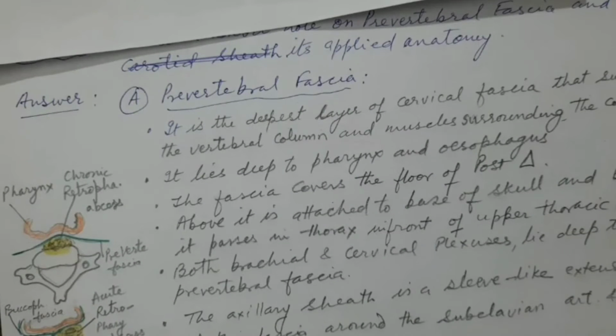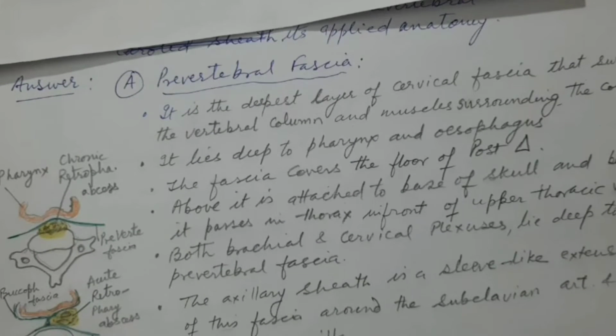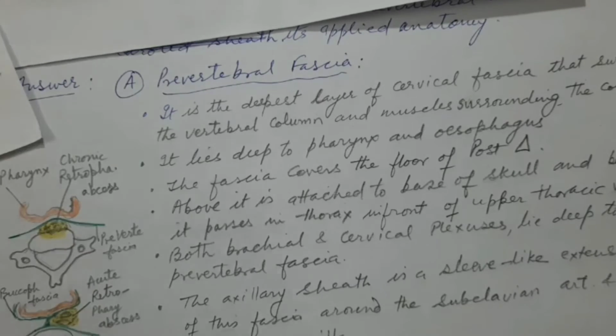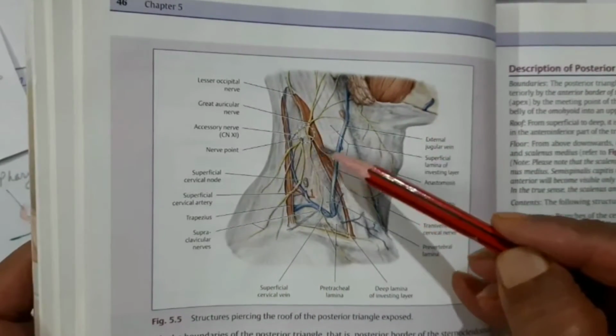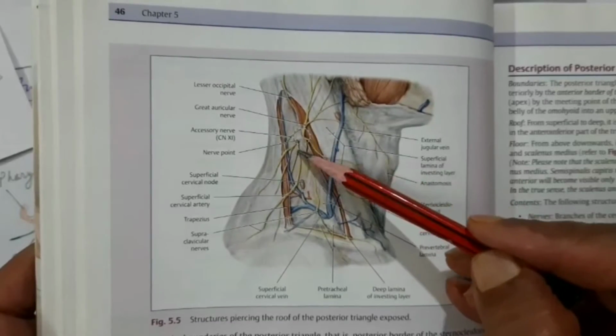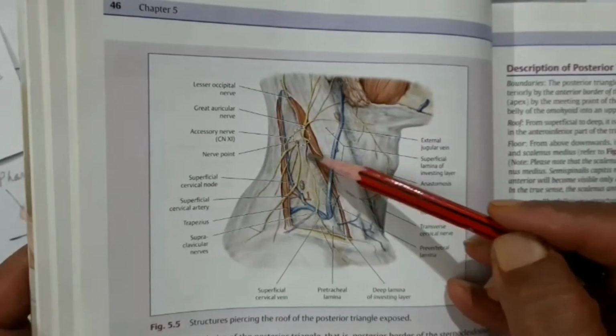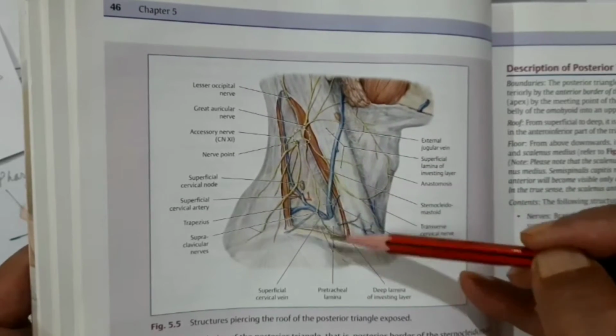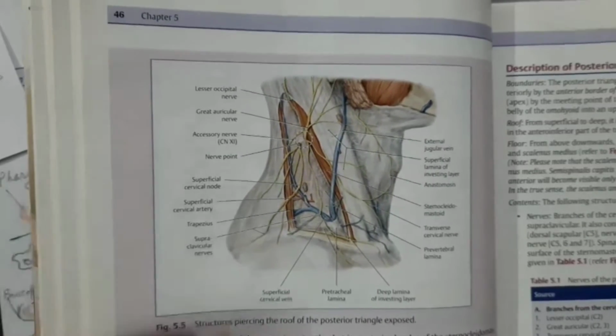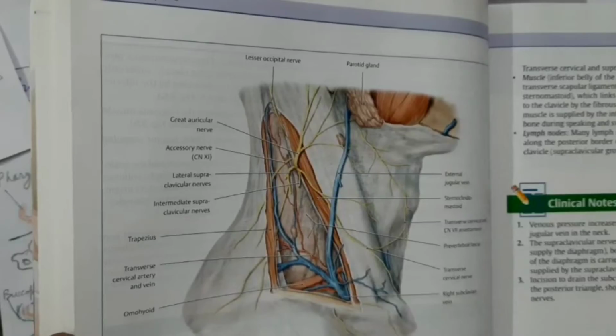horizontal extent. Okay, now both the brachial and cervical plexus lie deep to this prevertebral fascia. So the brachial plexus and cervical plexus are embedded deep to it. In this diagram you can see some of the branches which are coming from the cervical plexus here. This is the cervical plexus, which after piercing this prevertebral fascia is giving the various branches. Deep to this lower area there is the brachial plexus, which is not shown. Let me go and see if it is shown. Yes, I think it is shown here.